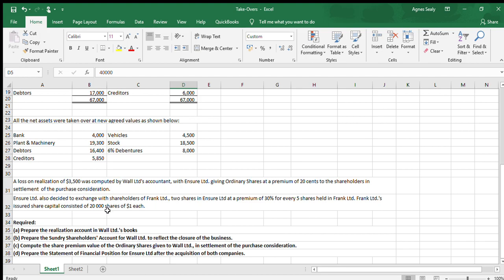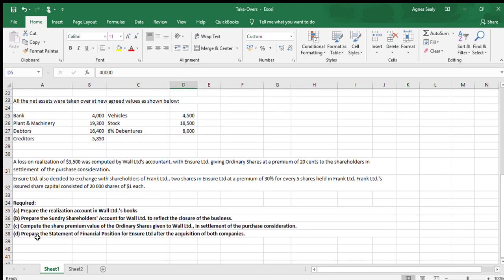So here now, Insure Limited has also decided to exchange with shareholders of Frank Limited 2 shares in Insure Limited at a premium of 30% for every 5 shares held in Frank Limited. So this is a partial takeover, which means then that Insure Limited is going to have an investment inside of Frank Limited. Frank Limited's issued share capital consists of 20,000 shares of $1 each.